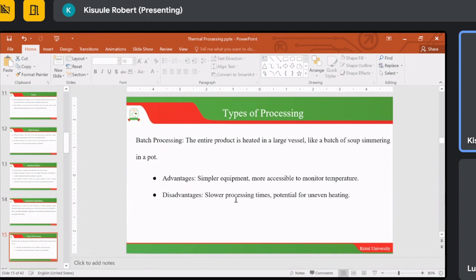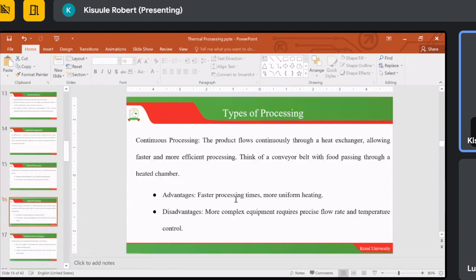Also, the way the heat moves throughout the food product could be unevenly distributed. Okay, that is batch processing. Now, when we look at continuous processing, the product flows continuously through a heat exchanger, allowing faster and more efficient processing. This we talked about earlier in the packaging. Think of a conveyor belt, the belt that sends things to the cashier when you are in a supermarket.